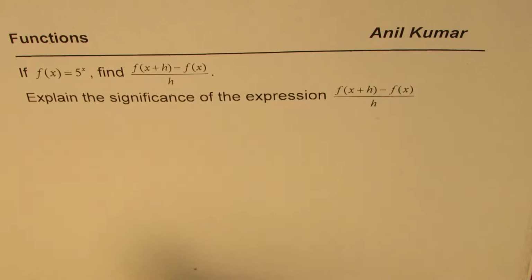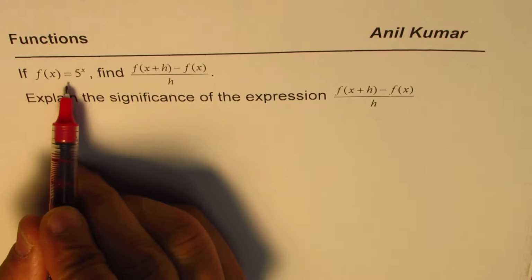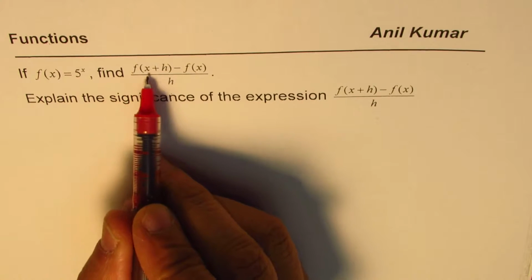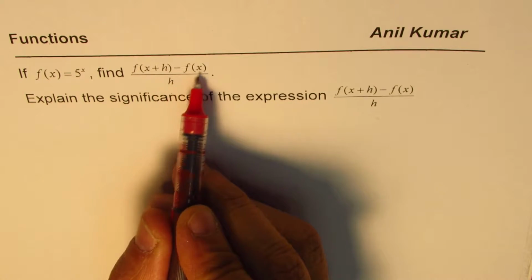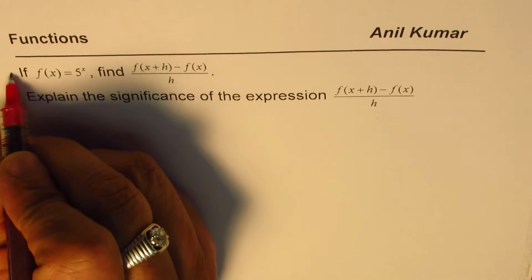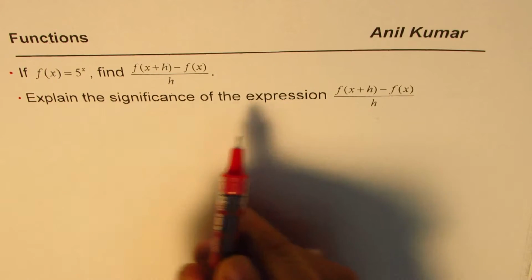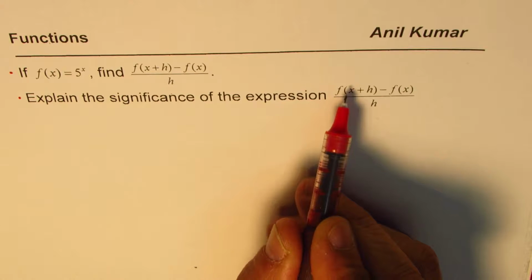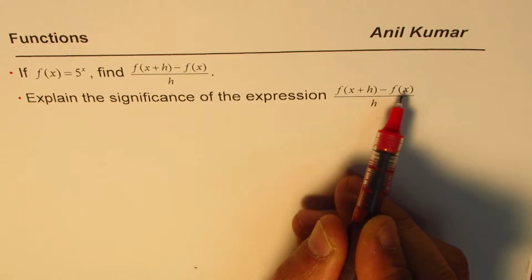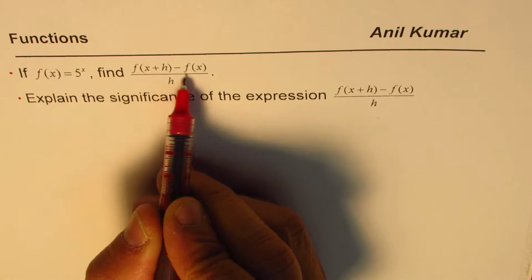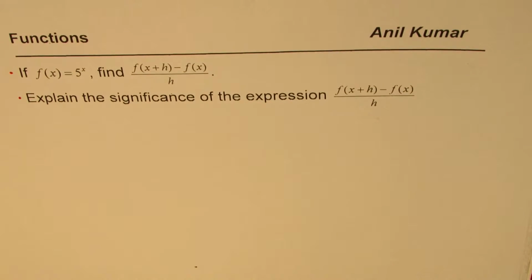The question here is, if f of x equals 5 to the power of x, find (f of x plus h minus f of x) divided by h. Right? So that's the question. And then we need to explain the significance of the expression (f of x plus h minus f of x) divided by h, the one which we compute here. Okay, so let's figure out what this expression is.